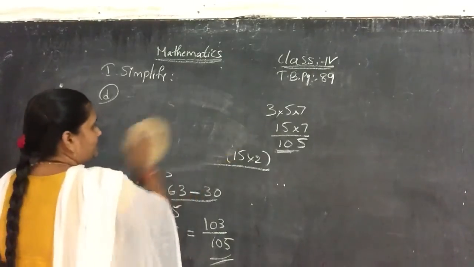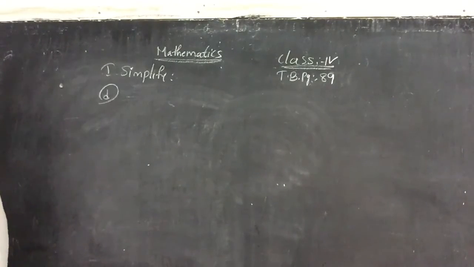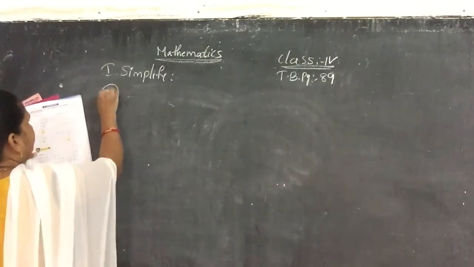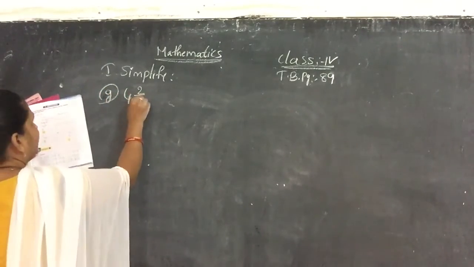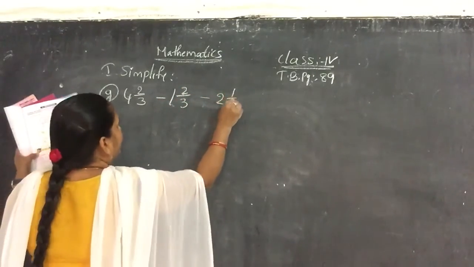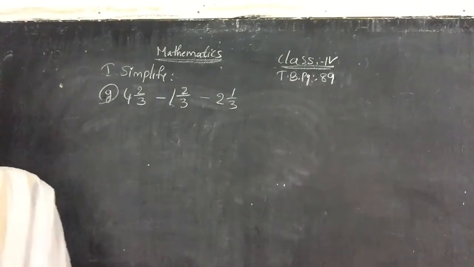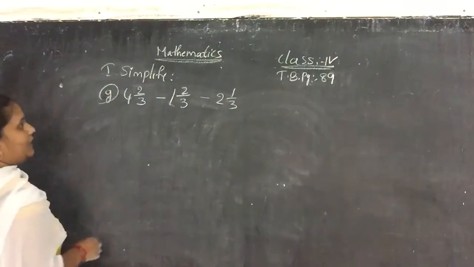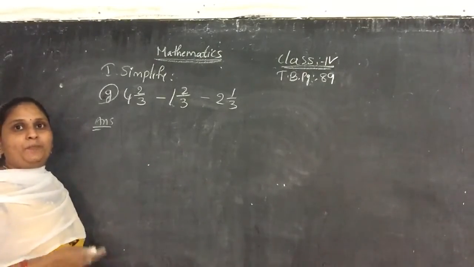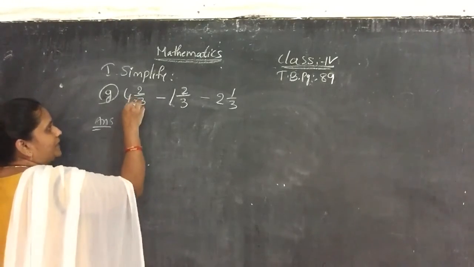G, it is in mixed fraction form, children. It is in mixed fraction form that you have to complete it. How to do it in mixed fraction form? G: 4 2 by 3 minus 1 2 by 3 minus 2 1 by 3. Okay. Convert all these mixed fractions into improper fractions.